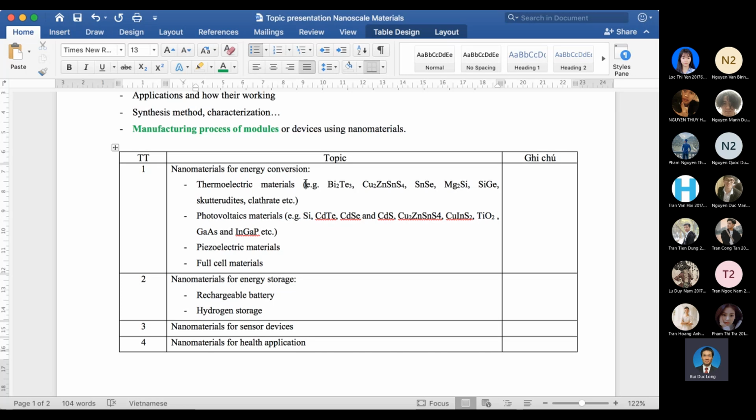Please remember that this is the name of a compound, the name of a material, but you have to present the nanomaterial. For example, this can be bulk material, and this can also be nanomaterial. So you have to present your paper and the methods they use to synthesize this material at nanoparticle size. So this is for thermoelectric material. You can find by yourself, or you can suggest to me, or you can propose.